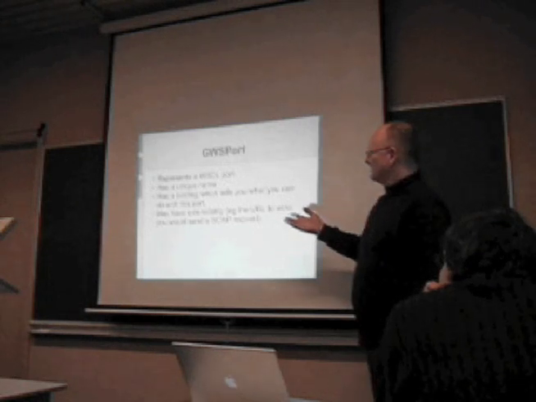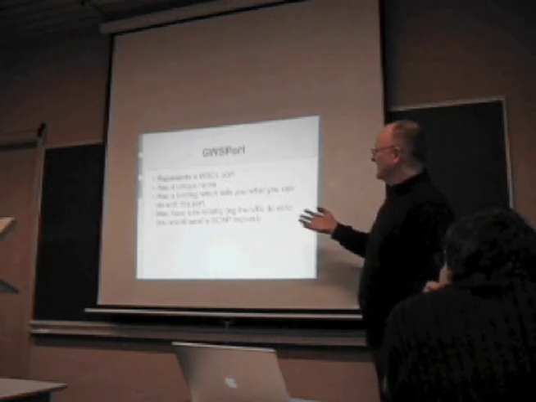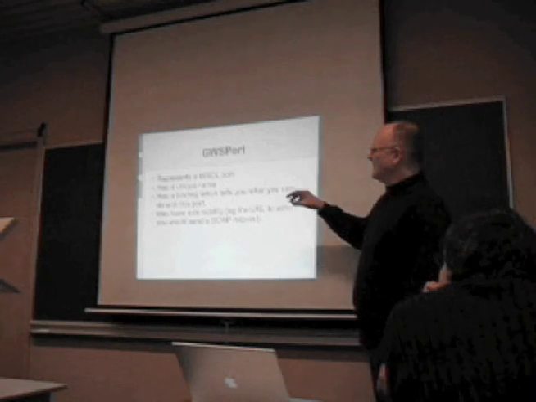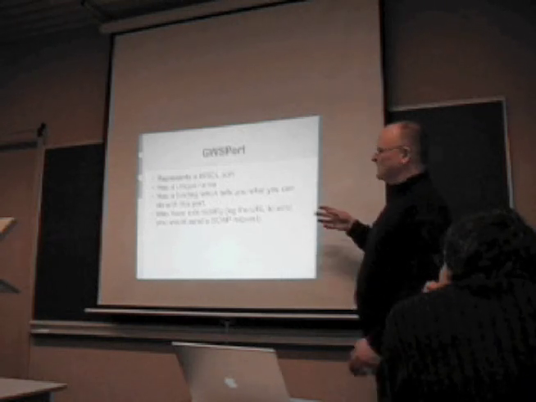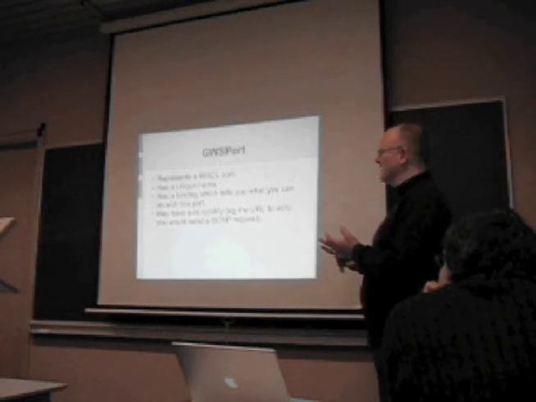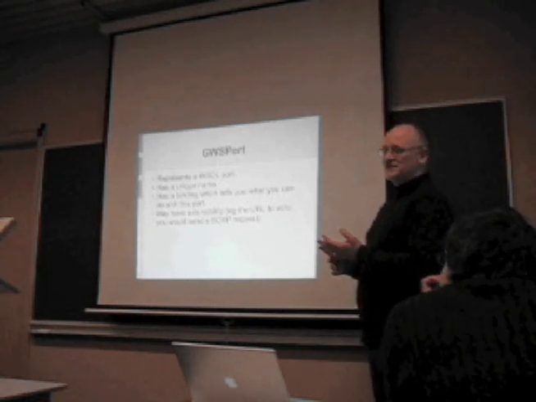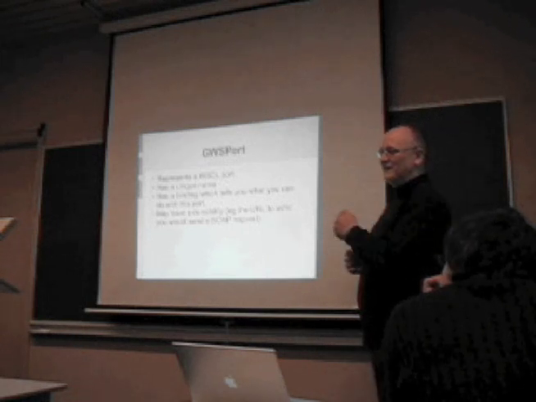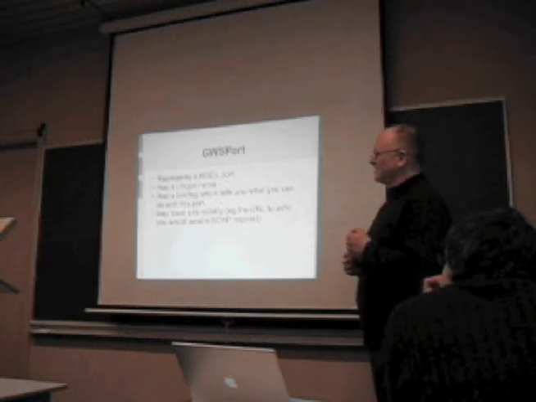If you've got a SOAP extensibility in the GWS port, then that will tell you that the URL you've got to send to is a particular URL, and it will tell you the SOAP action header to put in the HTTP request.